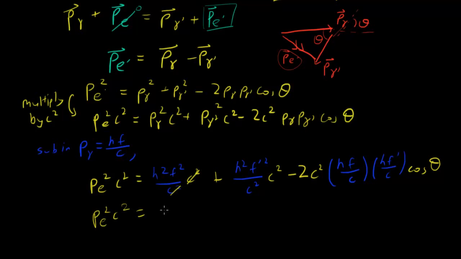Now we can simplify this further, and we get p e squared c squared equals, and we cancel out these two terms, we get h squared f squared plus, cancel out these two terms, and we get h squared f prime squared minus, cancel out these two terms here, 2 h squared f f prime cos theta.